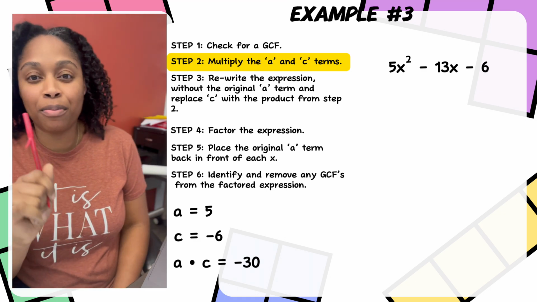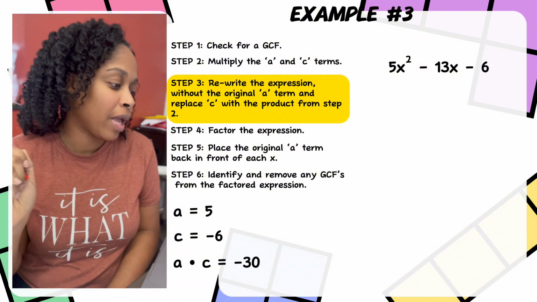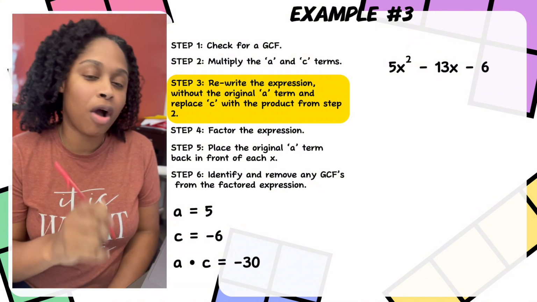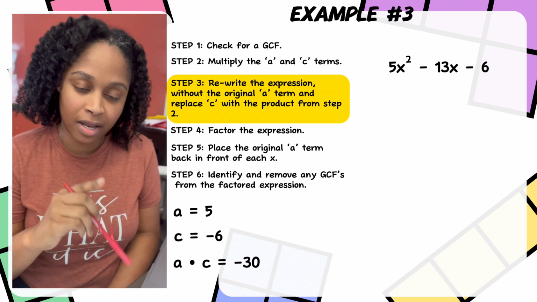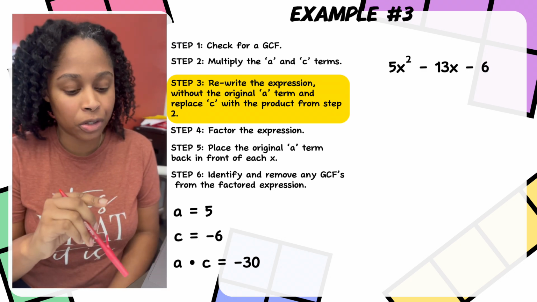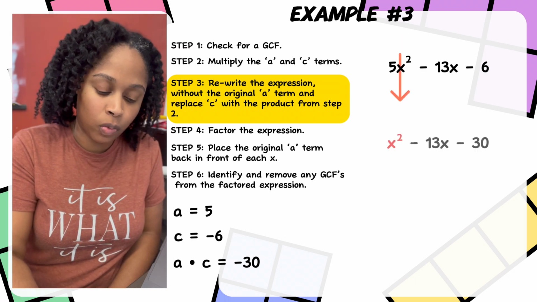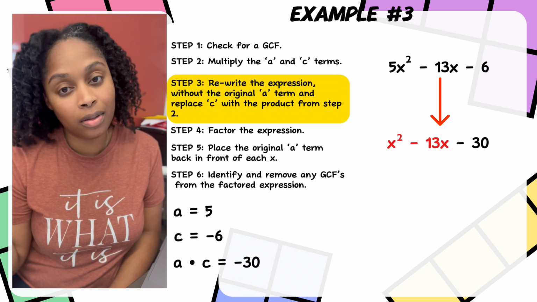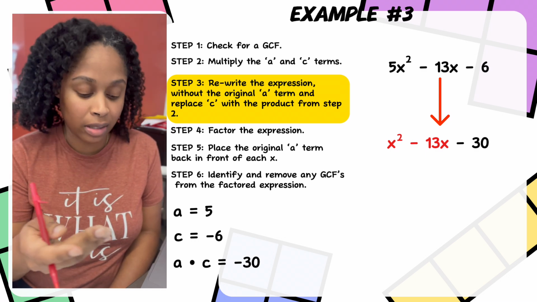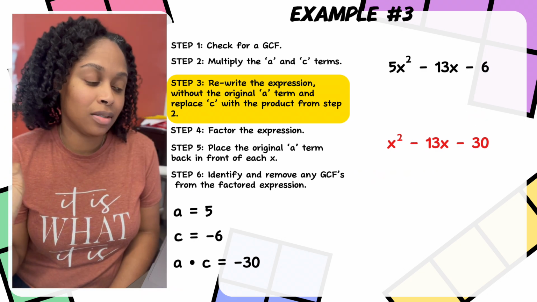All right, so now we're at step 3. We want to rewrite the expression without the original a term and replace c with the product from step 2. So I'm going to rewrite my expression. Instead of having 5x squared minus 13x minus 6, I'm getting rid of my a term. I have x squared minus 13x. And instead of writing negative 6, I'm writing that new product that we got, which was negative 30. All right, now we're at step 4.